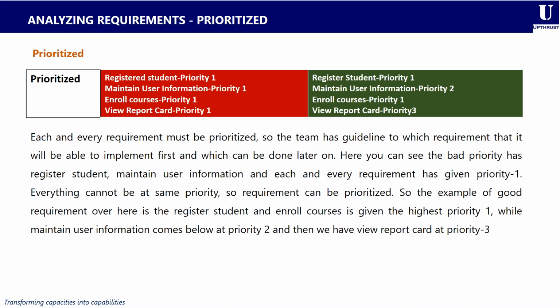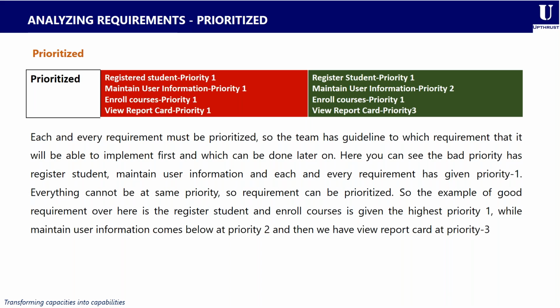And after that, the next thing they'll have to take up will be the user information maintenance. And then the last thing they'll have to do will be the report card view. So in that way, when you prioritize your requirements, it will help the implementation team and guide them to implement in phases one after the other.